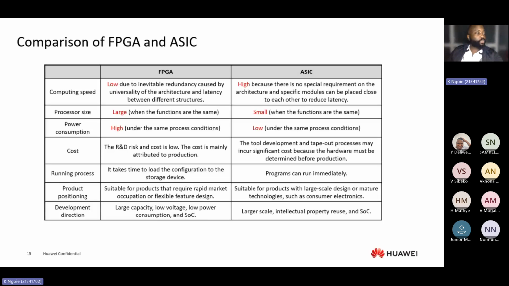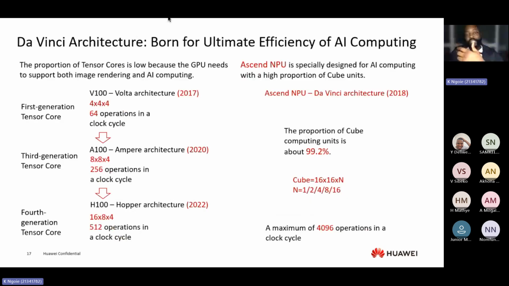The architecture that this GPU and these processors are following is called the Da Vinci architecture. Next week we're going to go into details. What is the Da Vinci architecture? How does the Da Vinci architecture work? So you understand what is behind those chips, what makes those chips powerful.